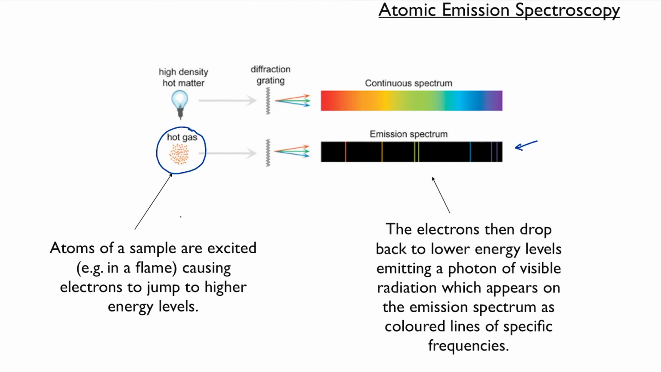They then drop back to lower energy levels, and as they drop back, they emit a photon of visible light or visible radiation. And that photon has a specific frequency because, as we know, when we drop back from one quantized energy level to another, delta E is quantized. And hence we get these specific lines.